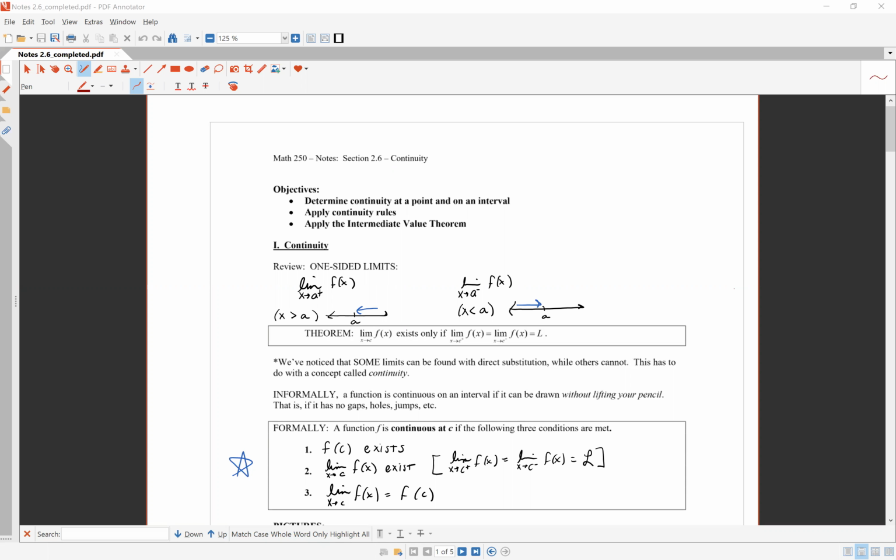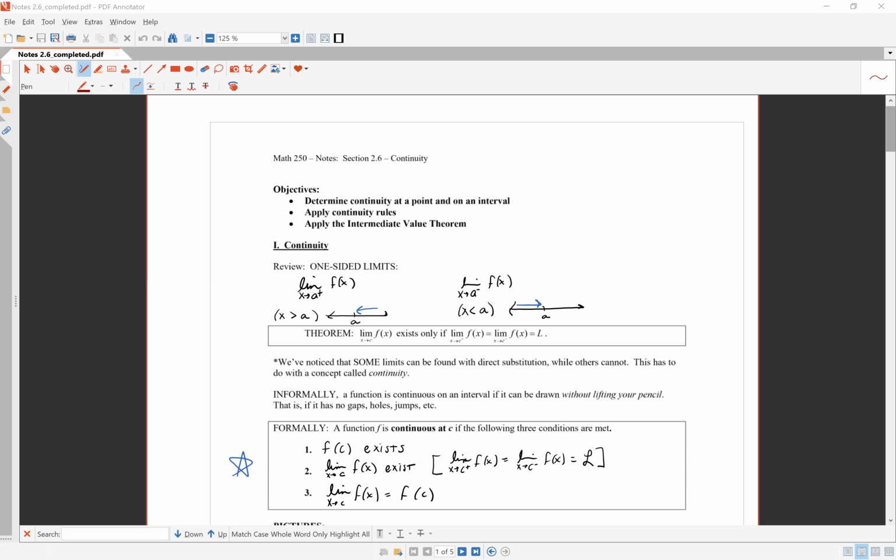We've talked about one-sided limits. Let's say the limit of f of x as x goes to some point A from the right, and the limit of f of x as x goes to A from the left. If they're the same, we say that the limit as x goes to A exists. That's actually section 2.3 or earlier sections. Sometimes you can find these limits with direct substitution, and sometimes we look at the graph.